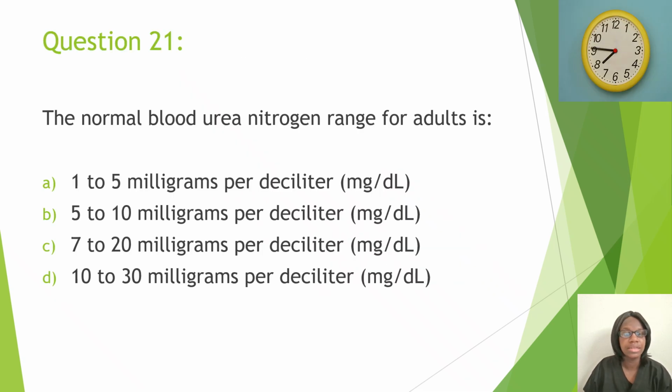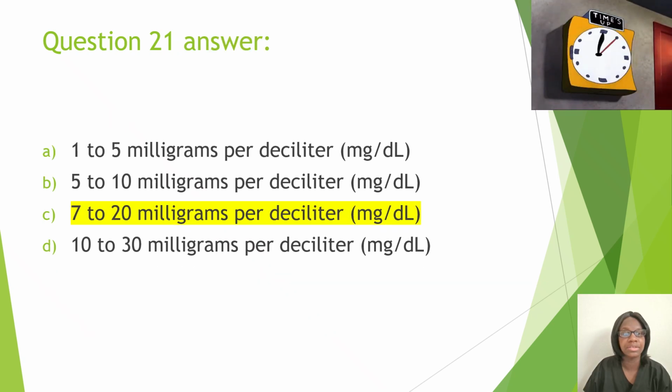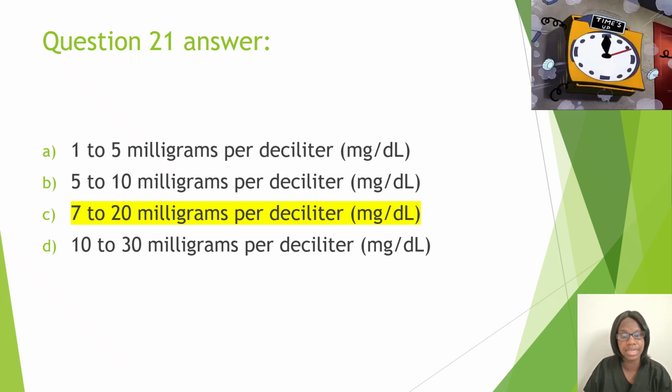Question 21. The normal blood urea nitrogen range for adults is it 1 to 5, 5 to 10, 7 to 20, or 10 to 30? And all of these will be in milligrams per deciliter. Okay, the correct answer is 7 to 20 milligrams per deciliter.